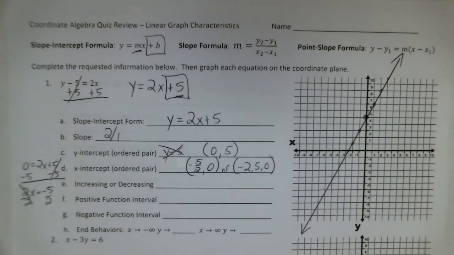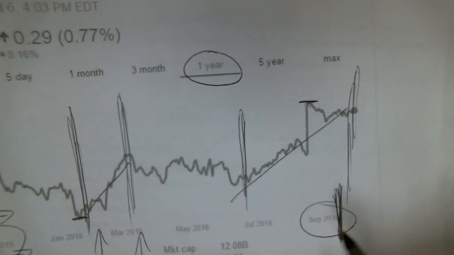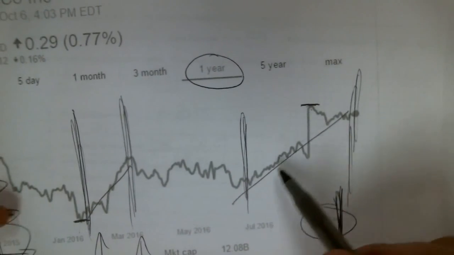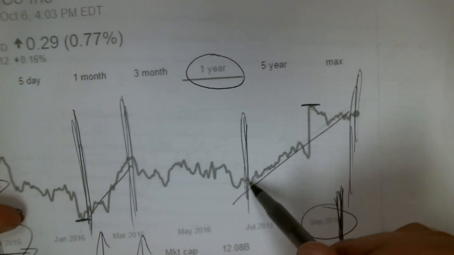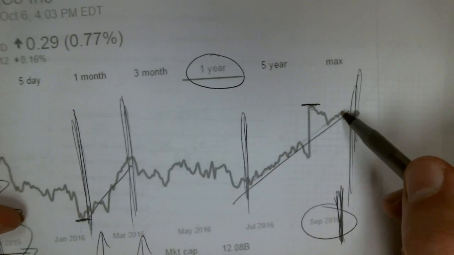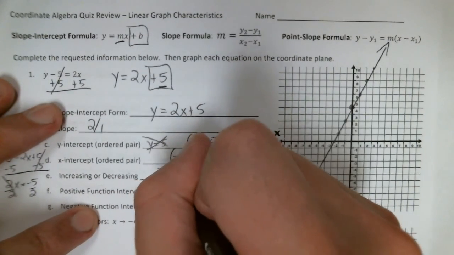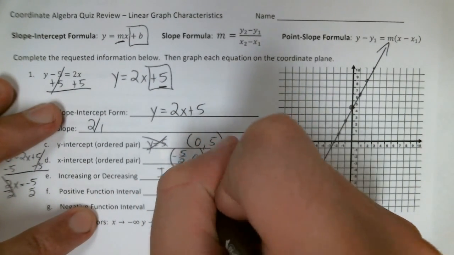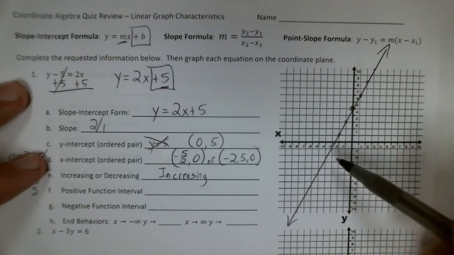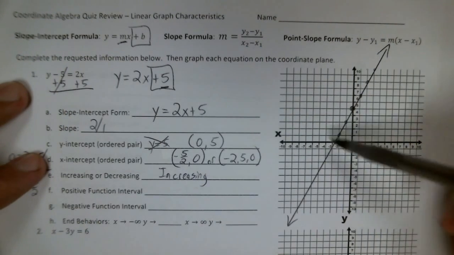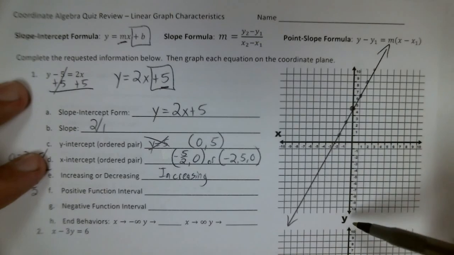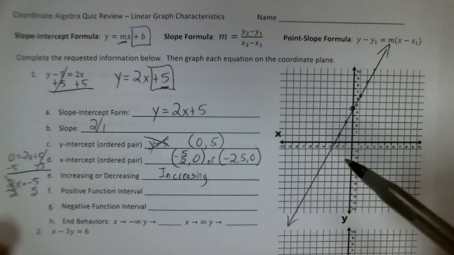Let's go back to our stock graph, okay? This is increasing. What is the stock doing from here to here? The graph, the price is going up, right? So that's increasing. Okay, so the answer to that one's increasing. So the way you guys remember this is if it has a positive slope, it's increasing. If it has a negative slope, my company's losing money. It's decreasing, okay?